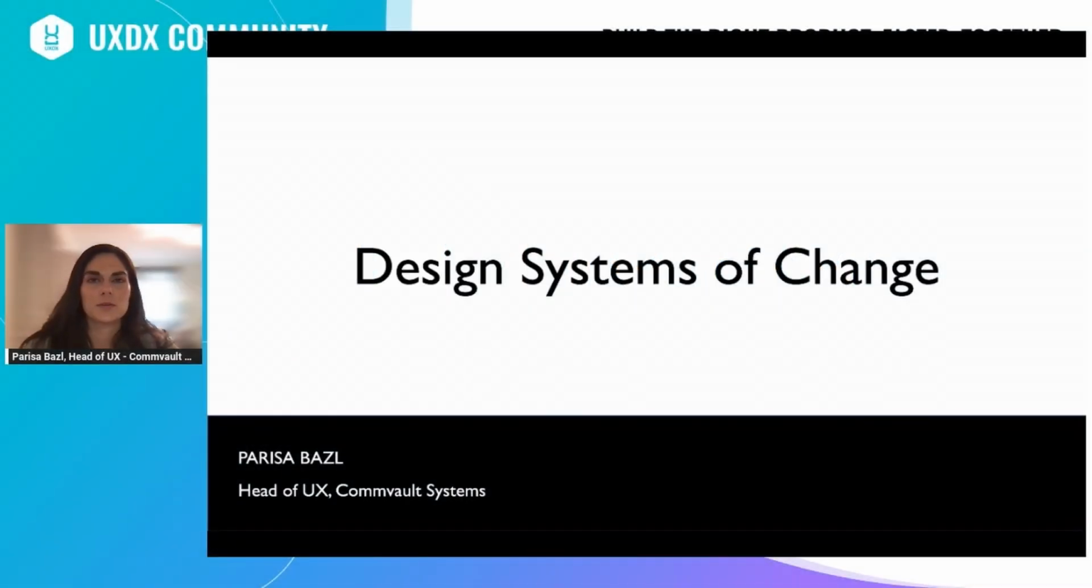As mentioned, my name is Parisa Bazl, and I'm head of user experience design at Commvault Systems, which is an IT software company, a large B2B enterprise software publicly traded corporation. So today I'm going to be giving a talk called Design Systems of Change, and it's about how we can utilize design methodologies to create equitable employment opportunities within the design world.